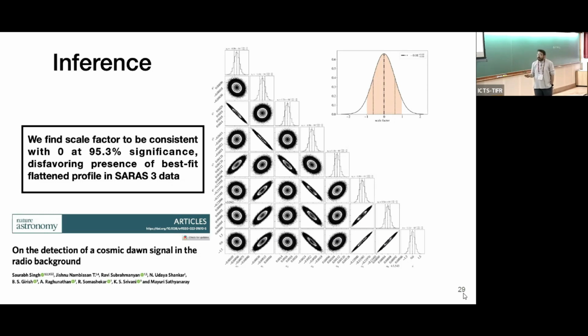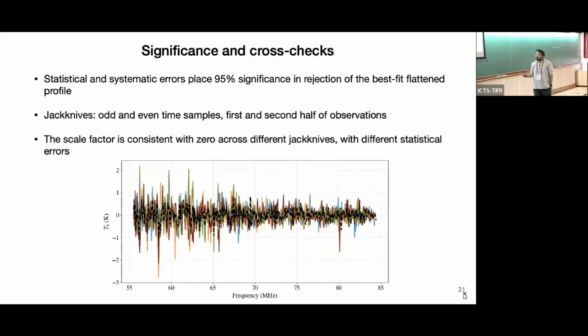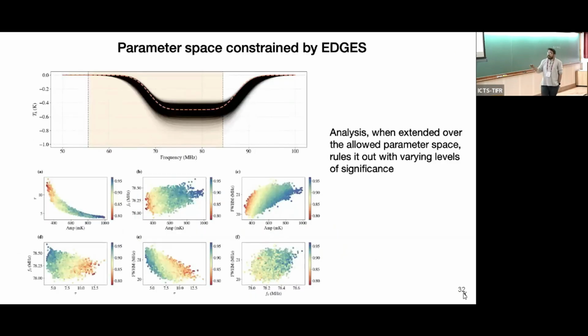Another exercise that was also very useful, I'll just skip over this, is just browsing through the whole parameter space. So we generally talk about the best-fit profile of 500 millikelvin, but you really have this whole range which is allowed by the measurement of EDGES. And we essentially ended up ruling out the entire parameter space, and we found that we are very sensitive to the amplitude of the signal, so our significance was very strongly correlated with this.